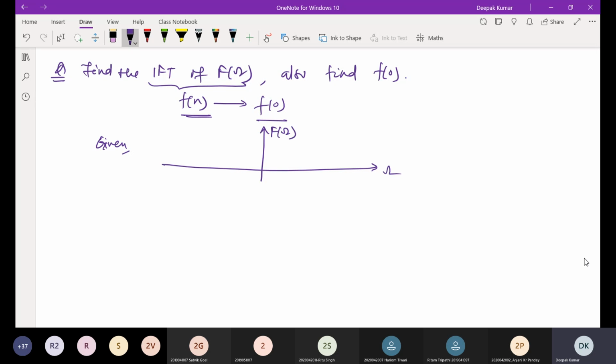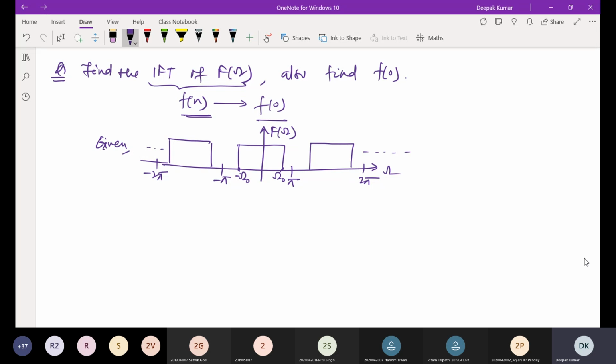F of omega is like this. This is from minus infinity to plus infinity. Here minus pi, here pi, here 2 pi, here minus 2 pi, like this. Now you have to find, and this value is minus omega naught, this value is plus omega naught.